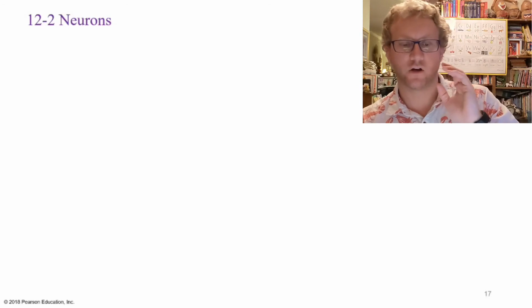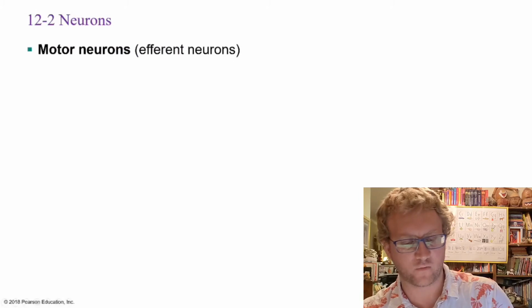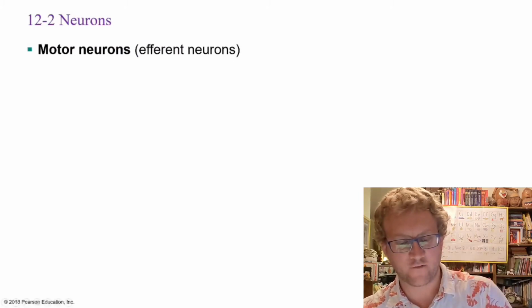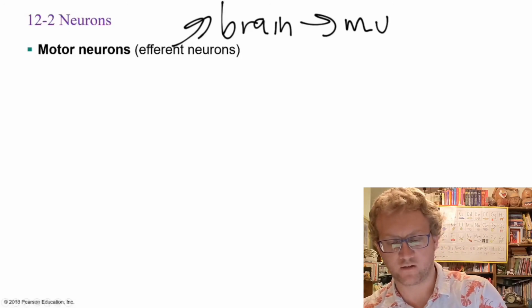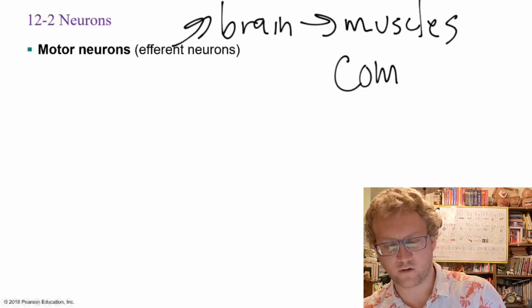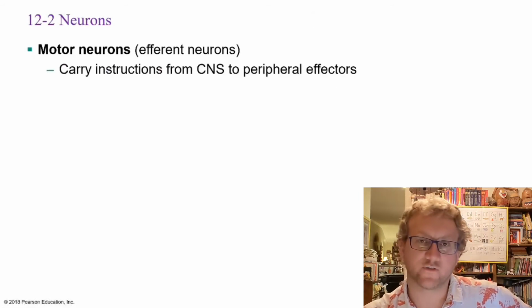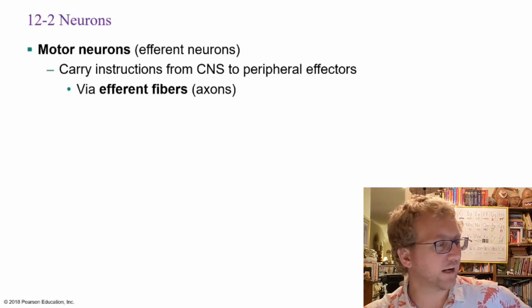Motor neurons, so these are your efferent neurons. So remember, afferent is taking in information, sending it to the brain. Efferent is from the brain to, let's say, the muscles, okay? These are your commands that are going out. So they're going to carry instructions from the CNS to the peripheral effectors, the things that are actually going to be making the change. They use efferent fibers.